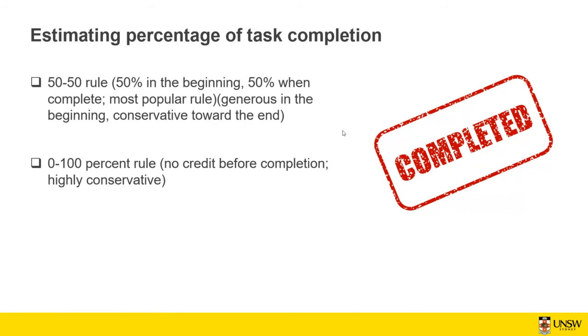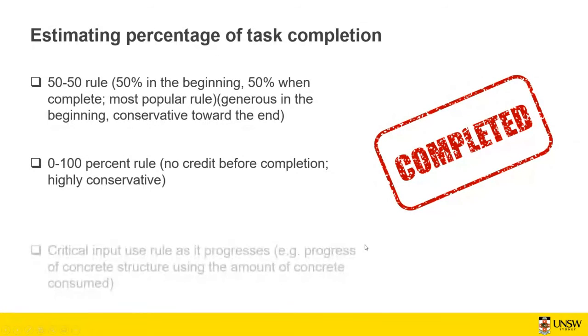Another way, which is highly conservative, is just 0-100%. It means that until the job is fully completed, you cannot give any percentage. That way, probably, if you've got very small tasks that can take only 1 day or something like that, you can do that. But for large tasks that may take longer, it's not going to be the best way, and perhaps it's not providing you with the best earned value analysis.